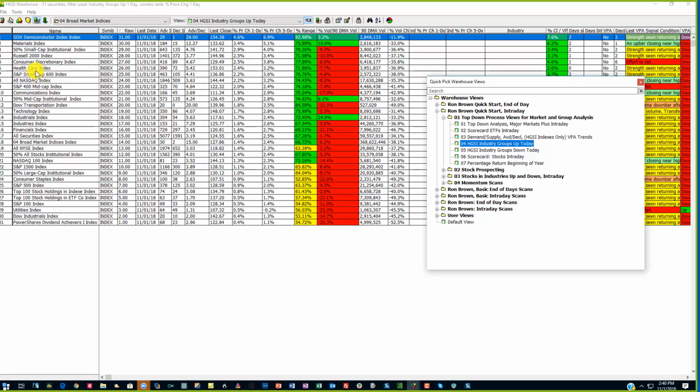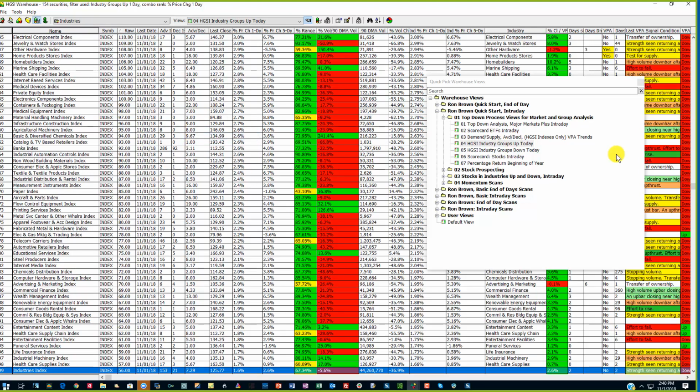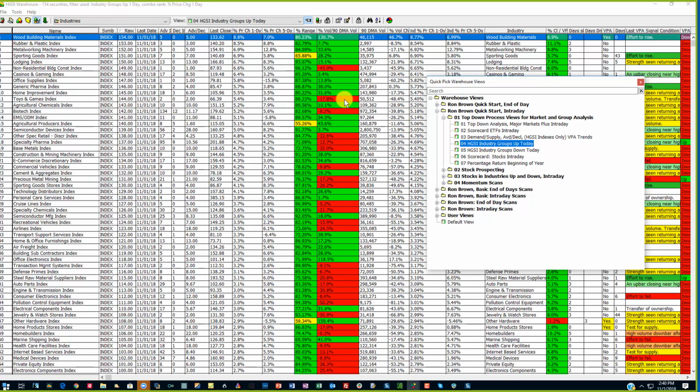this level, but as I go down here, here is the industries index. These are, I should say, the HGSI industries, and 153 of them are up today and 21 are down. If I go top down, change to the index groups, then I can quickly flip back and forth to see which of these are up and which of these are up the most based upon the percentage price change one day. That's what the combo ranking is.